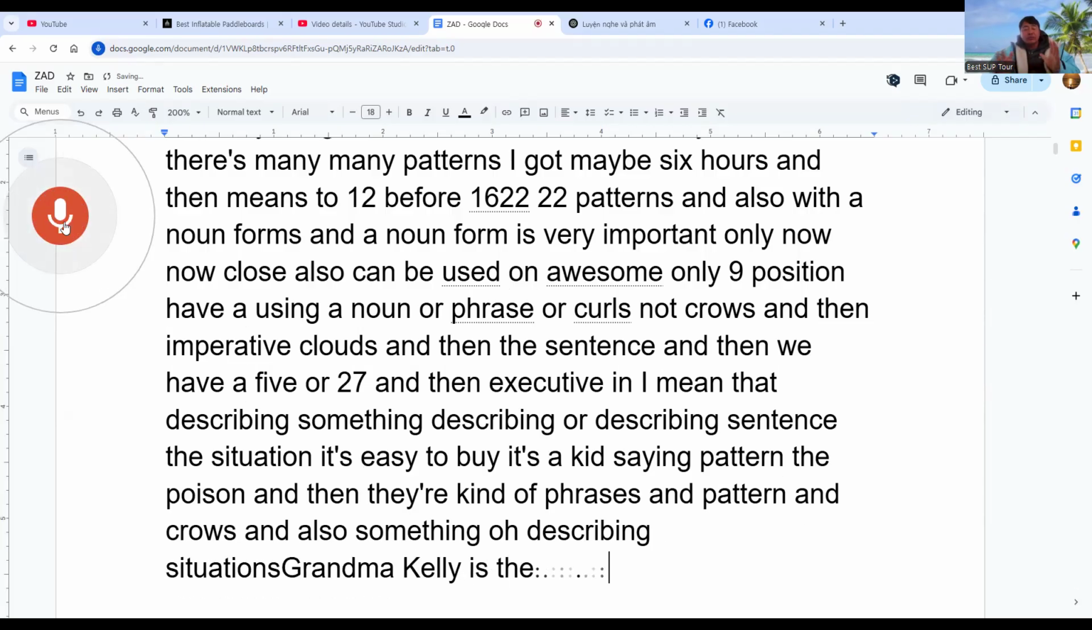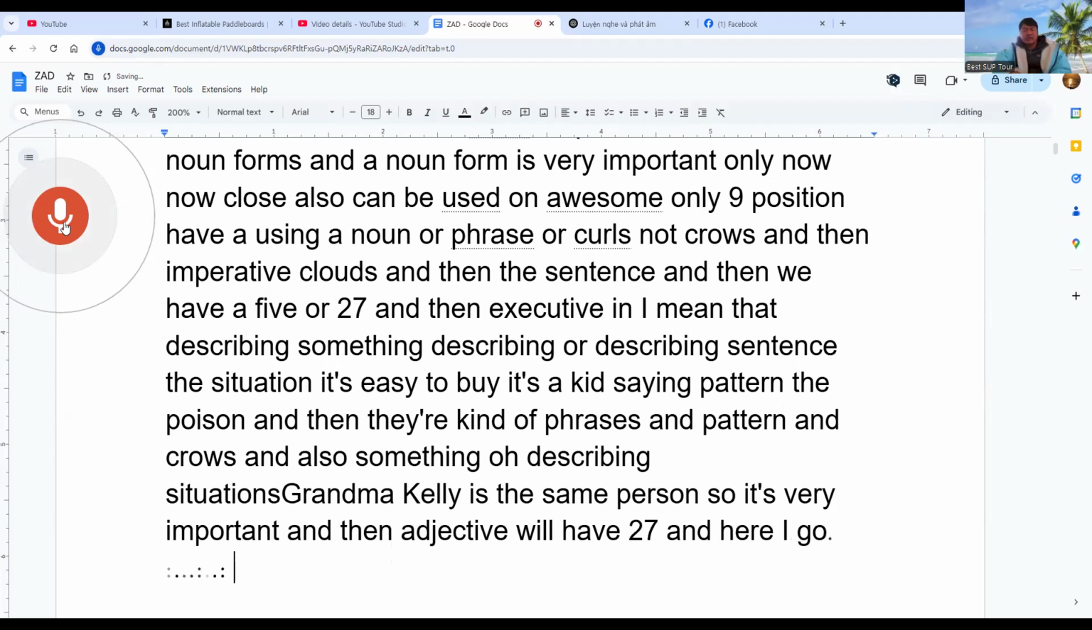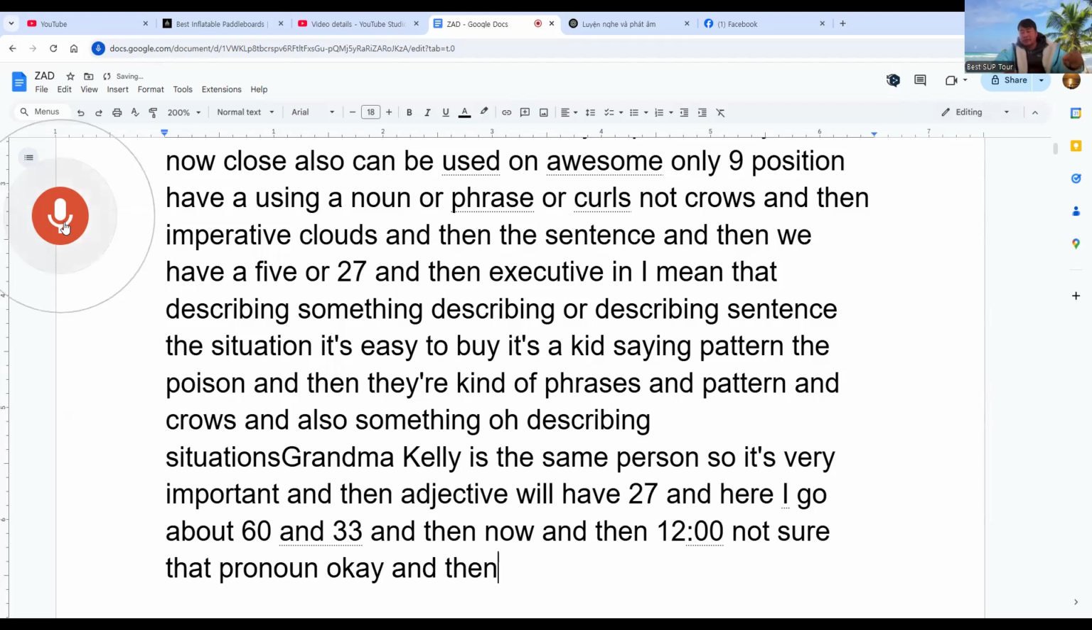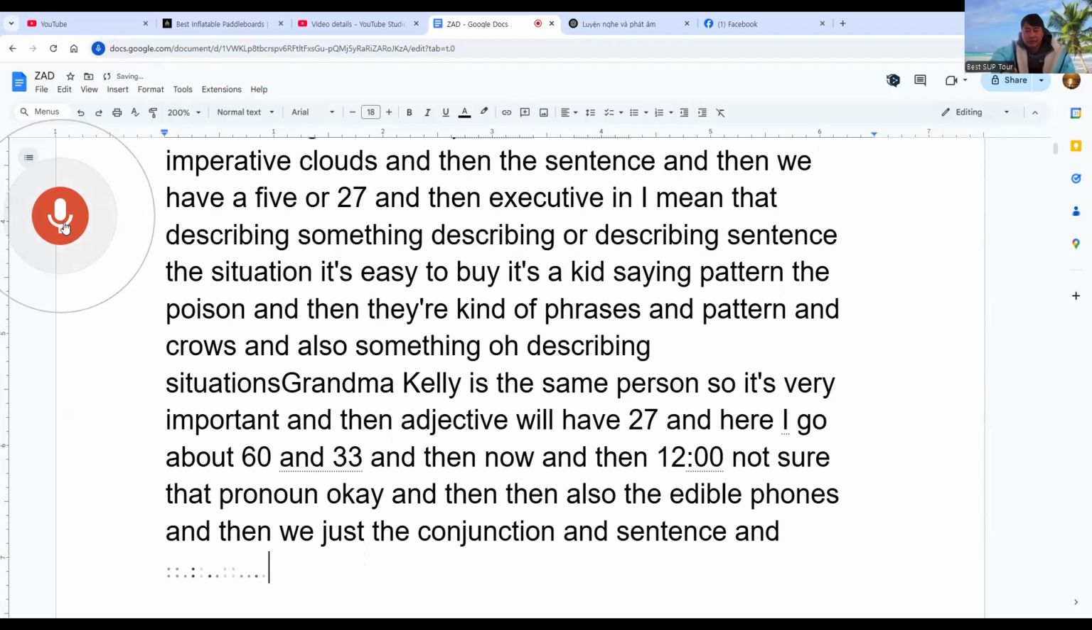Grammatically it is the same pattern, so it's very important. Adjectives have 27 patterns, and then 33. Then the pronoun, and the noun form is a pronoun as well, 34. And also the adverb forms, adverbs themselves or phrases, and then clauses, with the conjunction, and the sentence combined with this.